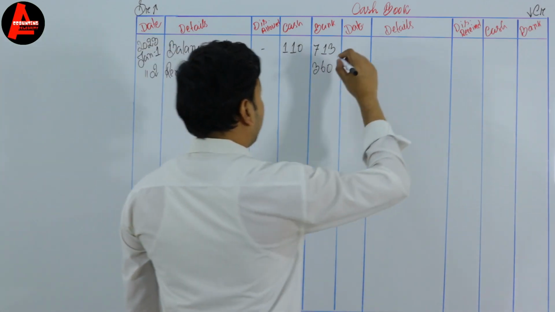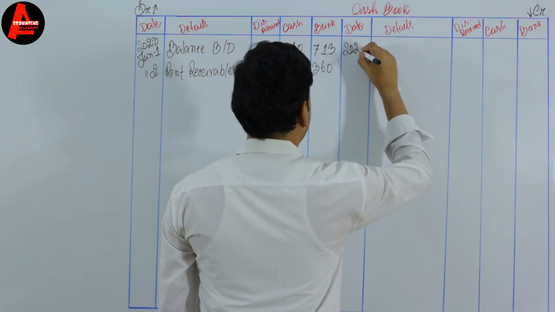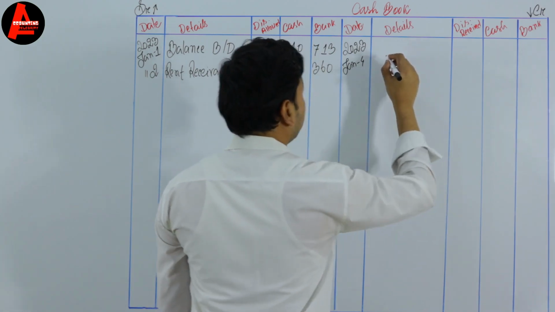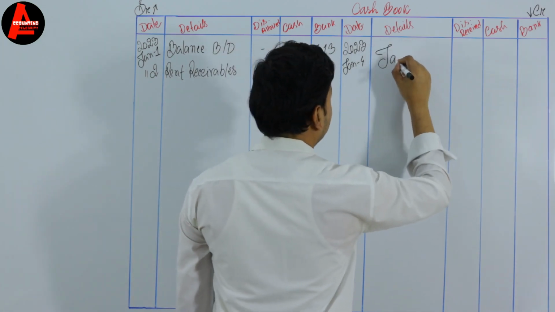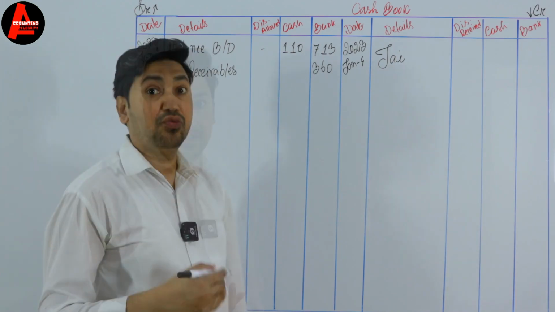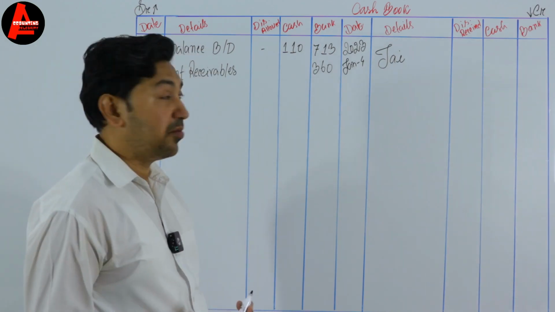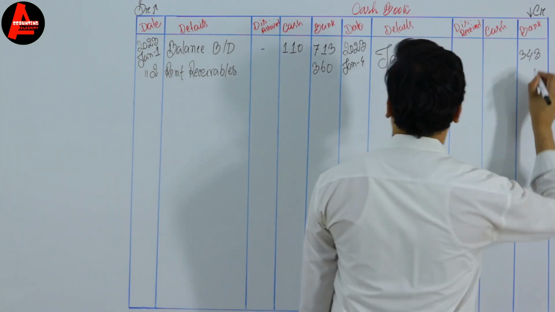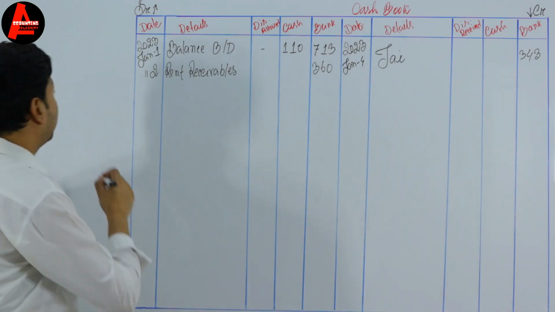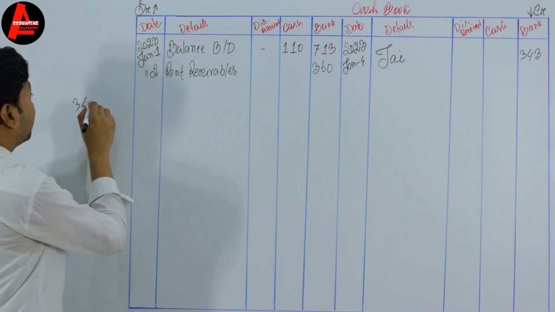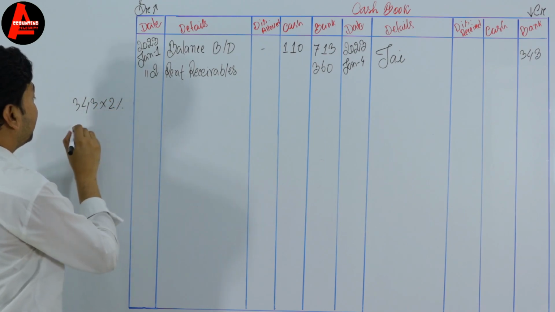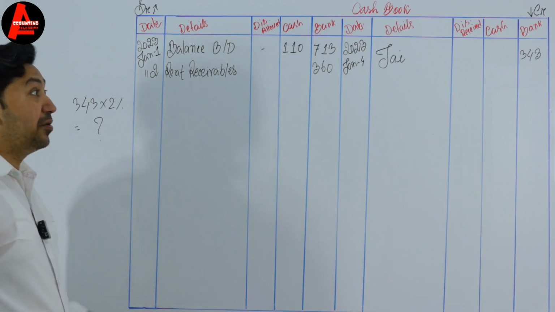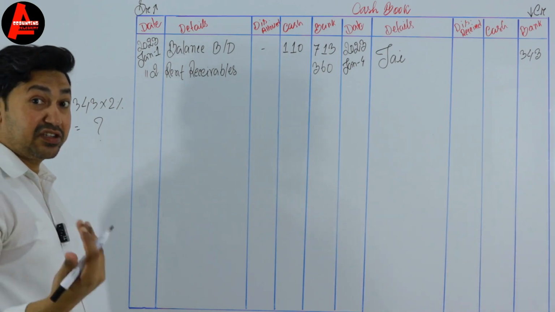So let us write the date first, 2023, here we will write January 4. We will write on the detail column Joy, and 343 we will write on the bank column. So what about discount? If we calculate the discount like this, 343 times 2%, whatever you get, it will be incorrect, because here it is written clearly that the discount is already deducted.